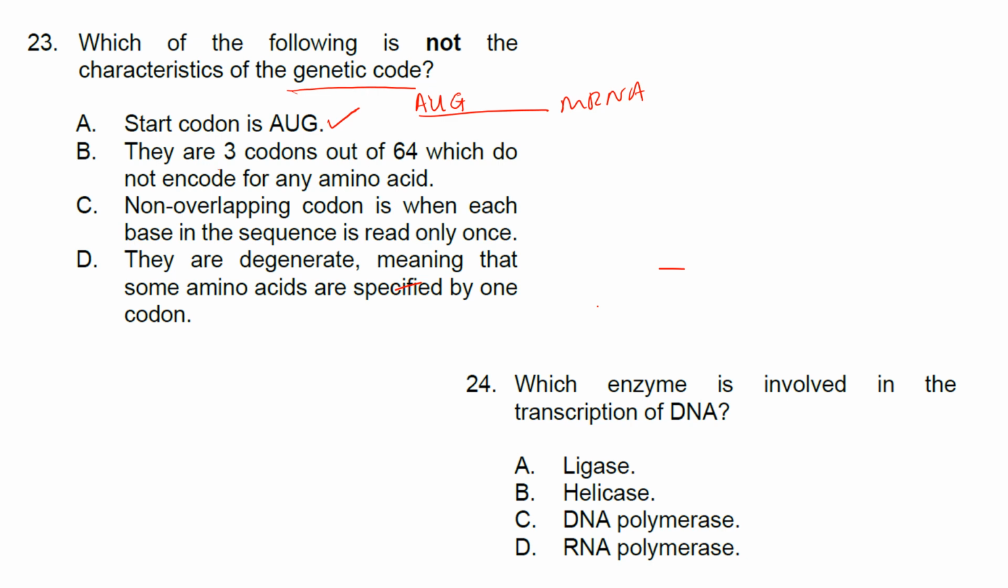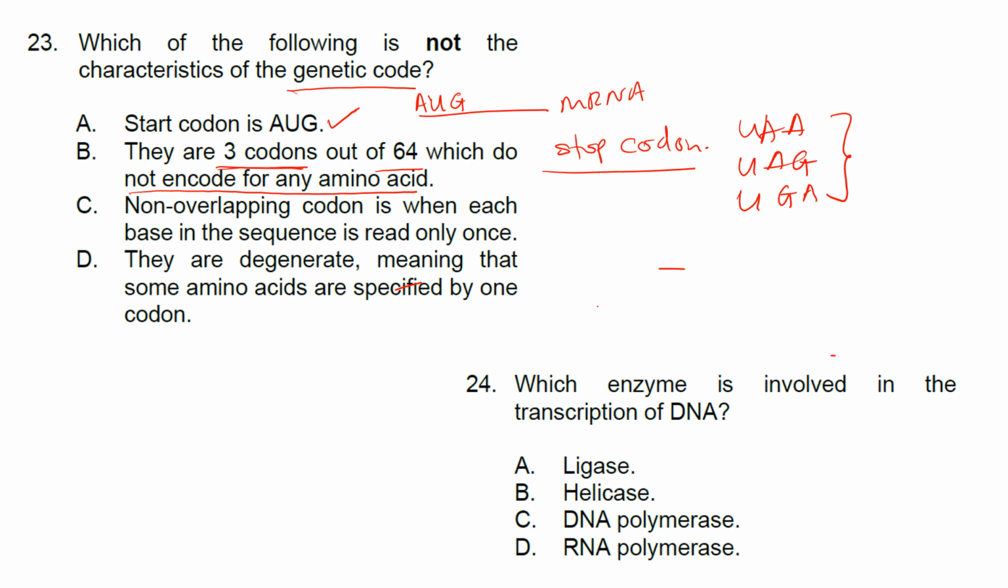Number 2, there are 3 codons out of 64 which do not encode for any amino acid. These 3 codons are known as stop codons, and you have to remember the sequence of these 3 stop codons, which are UAA, UAG, and also UGA. The 3 stop codons indicate the termination of the translation process. So the second statement is correct.